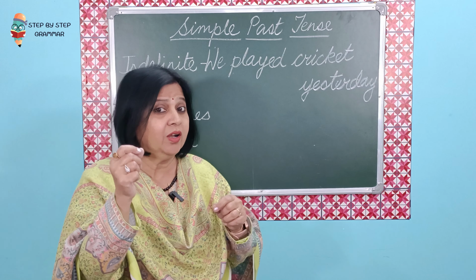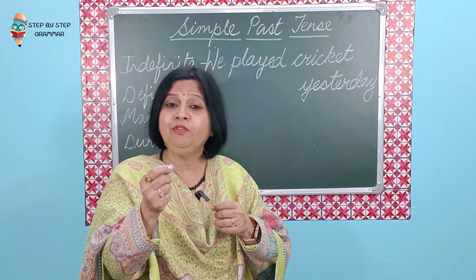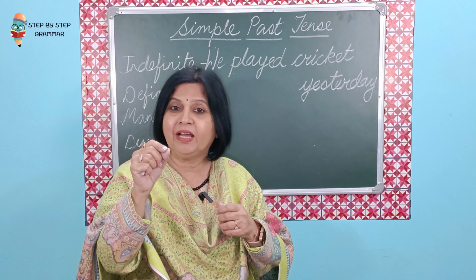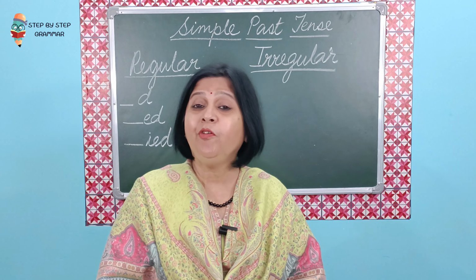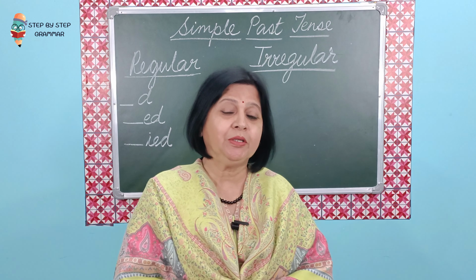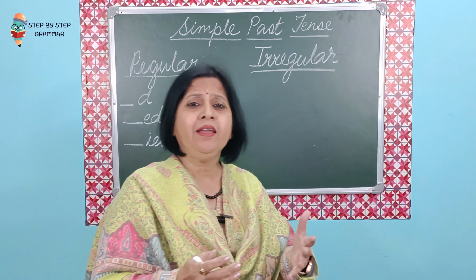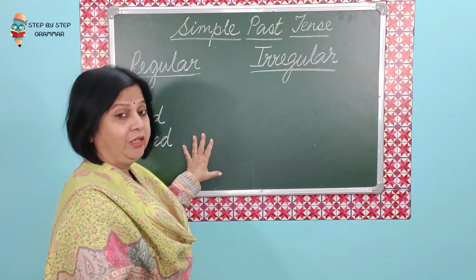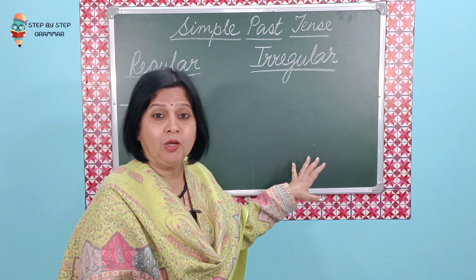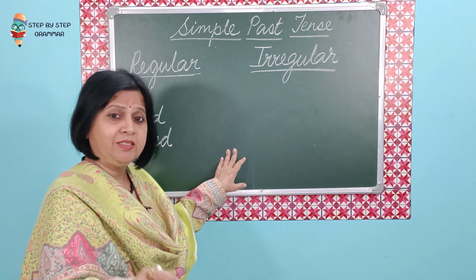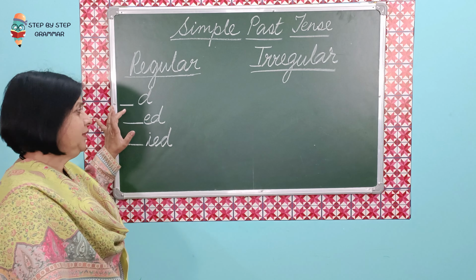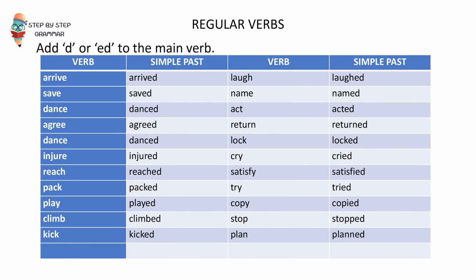Now, when any verb is given to us, how do we form the simple past tense of that verb? Now let us look at that. When we form the simple past tense of any particular verb, we basically have two types of verbs, regular verbs and irregular verbs. For regular verbs, to the main verb, or what we call the base verb, we add D or ED or IED. Which are these? Some examples right in front of you.